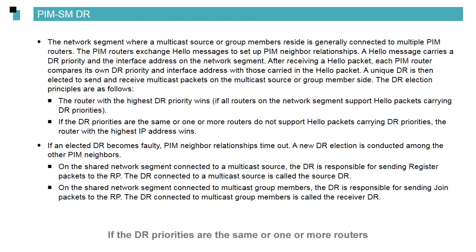If the DR priorities are the same or one or more routers do not support hello packets carrying DR priorities, the router with the highest IP address wins. If the elected DR fails, the other PIM neighbors trigger a new DR election. The DR connected to a multicast source is called the source DR, and the DR connected to multicast group members is called the receiver DR.